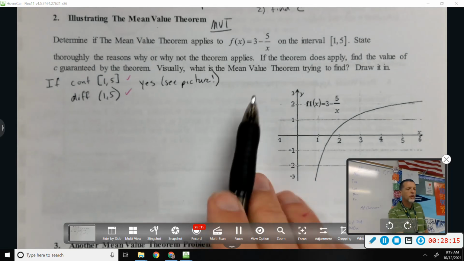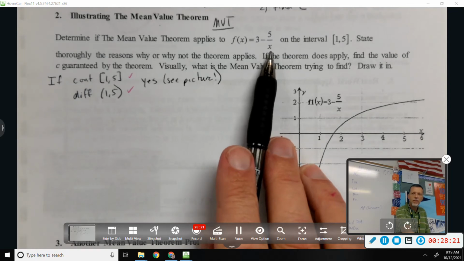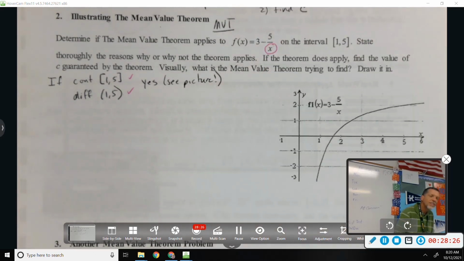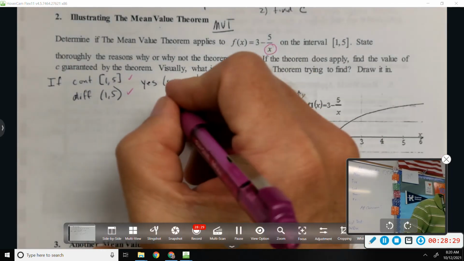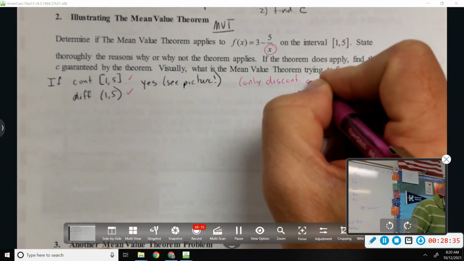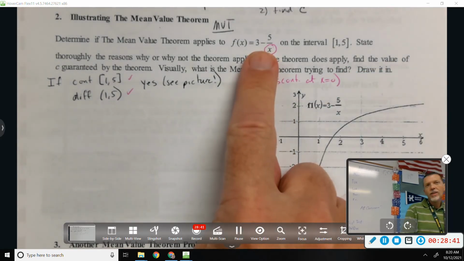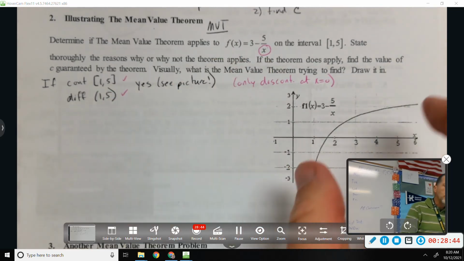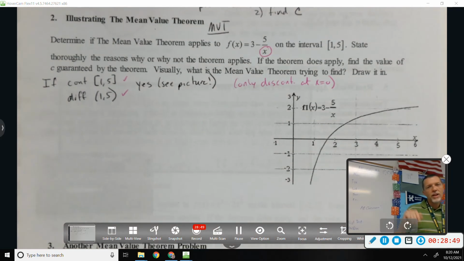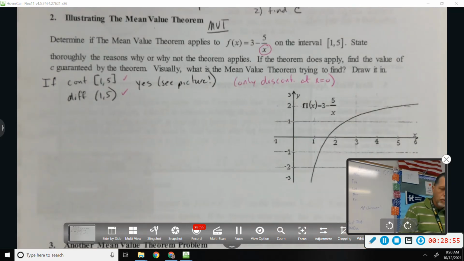Where would this function not be continuous? At 0. So you could also go that way. You could say it's only discontinuous at x equals 0. So you can't just say, oh, the function's continuous. You'd have to say it's continuous between 1 and 5. If our interval included 0, we'd have to throw it out and say MVT doesn't apply. We're done with this problem. But our interval doesn't include 0, so we're good.